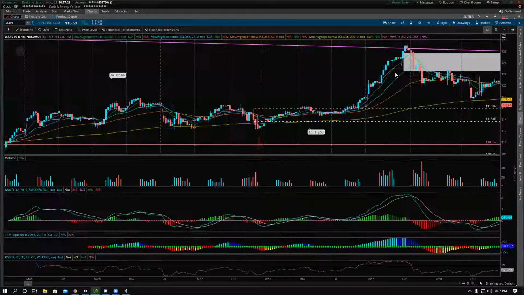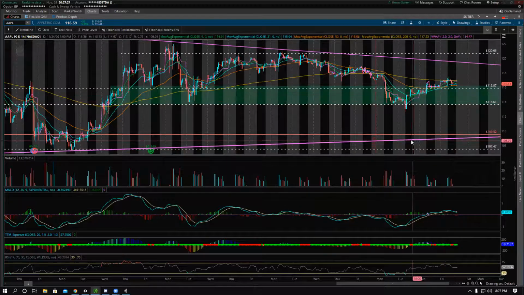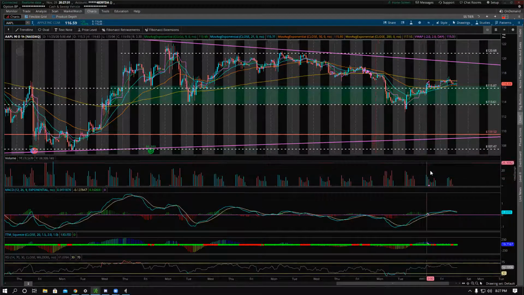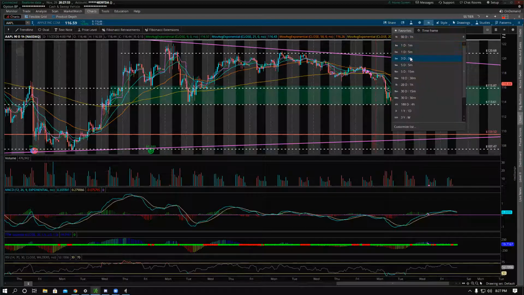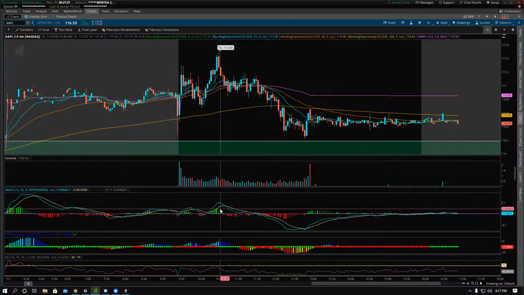Craig, quick question. On the MACD, you see how it goes from electric green to forest green, how do you read that? Well, the forest green is kind of like a TTM squeeze.